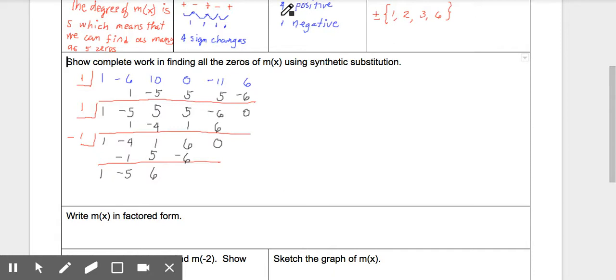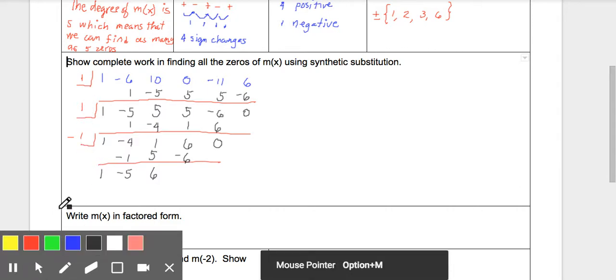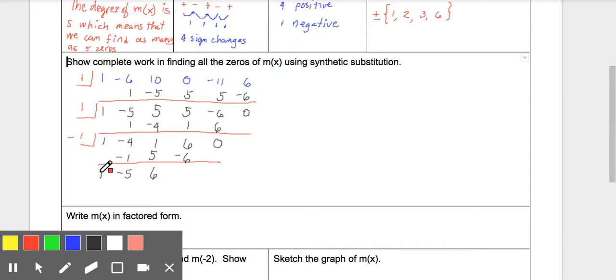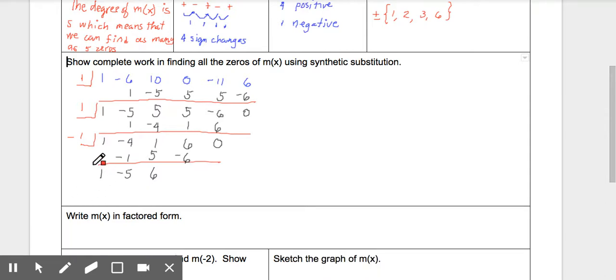Now, we are looking for 5 zeros, 4 positives, and 1 negative. So we already have found that 1 negative, so therefore, we're not going to try another negative. We're going to test positives only because we found all the negative zeros already.